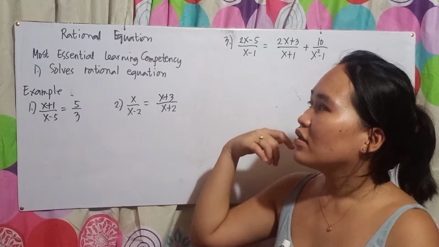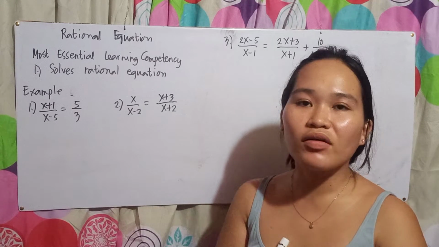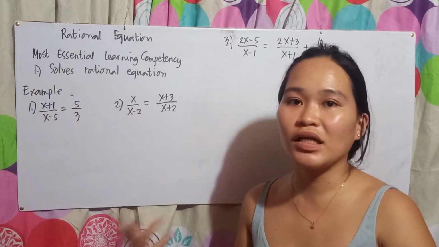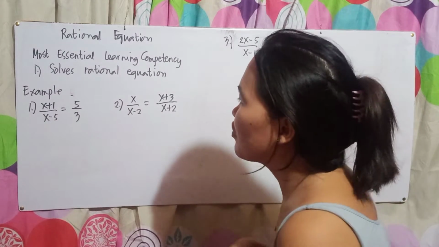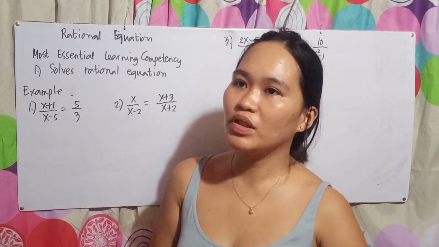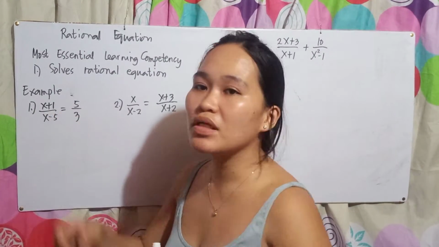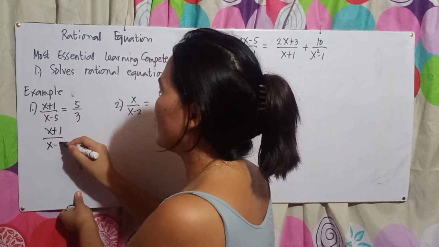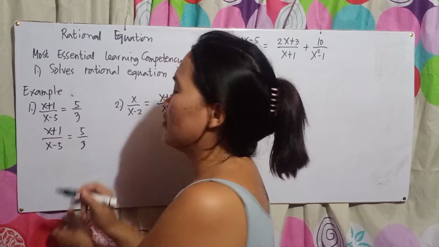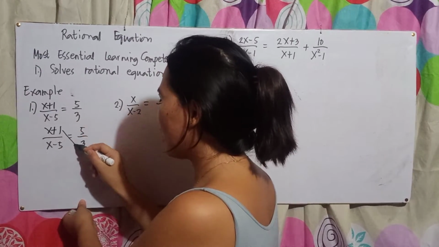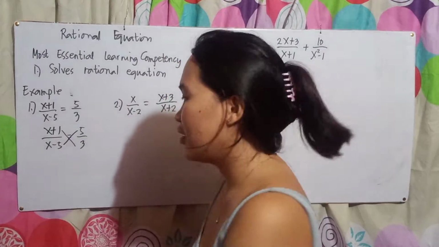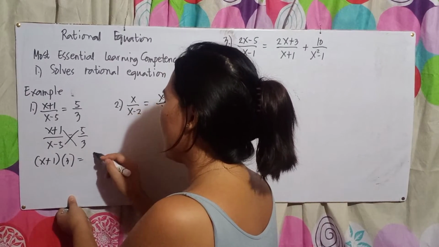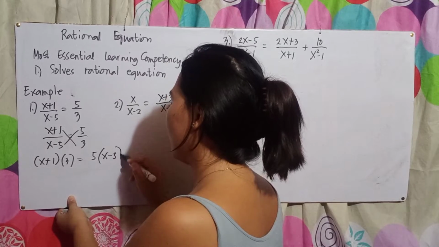So since ang rational equation kay na-discuss naman ako sa PowerPoint presentation, so another way of solving na lang ni ako ang i-discuss karon. So example number 1 is x plus 1 over x minus 5 equals 5 third. So since 2 terms lang man, so i-cross multiply lang sila. So, i-cross multiply. So, kana, i-multiply dira, kana, i-multiply dira. So, magiging x plus 1 times 3, 5 times x minus 5.